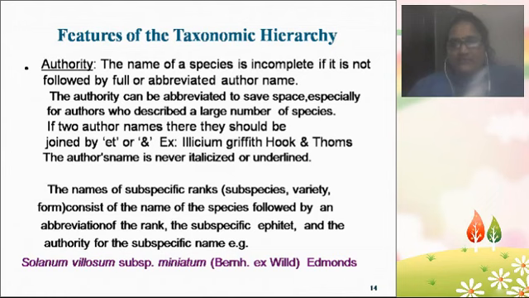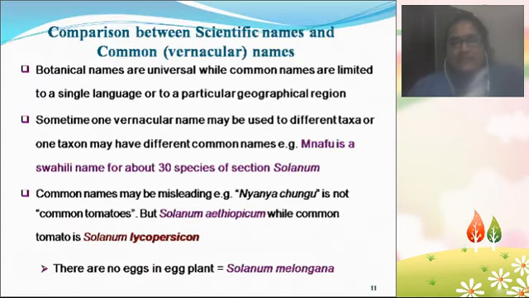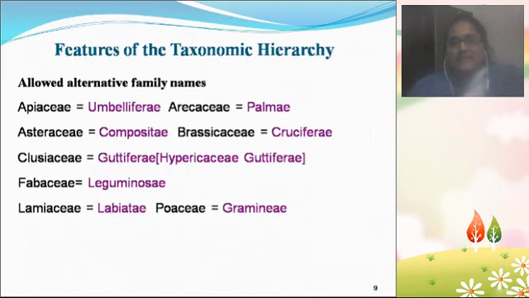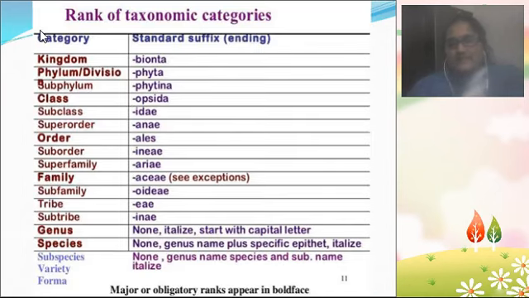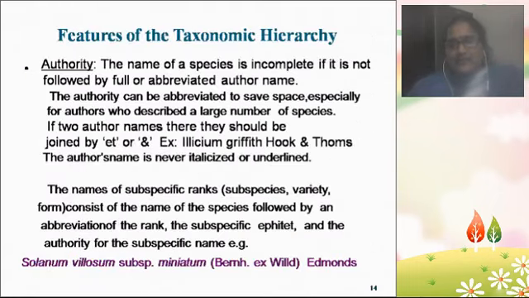Species is the basic unit of classification, which we already know. So what is the basic unit of classification? I am taking you to the previous slide again for understanding better. These are all the taxa: kingdom, phylum, subphylum, class, subclass, superorder. So in this, the highest one is the kingdom and the lowest one is the species. The species is the basic unit of the classification. Now we are going to learn about the features of the taxonomic hierarchy.